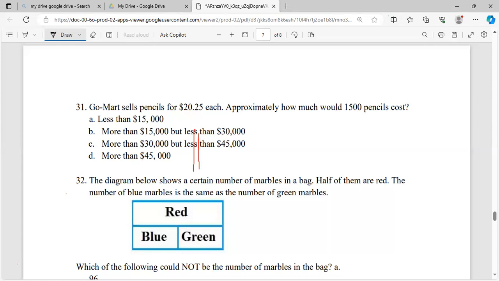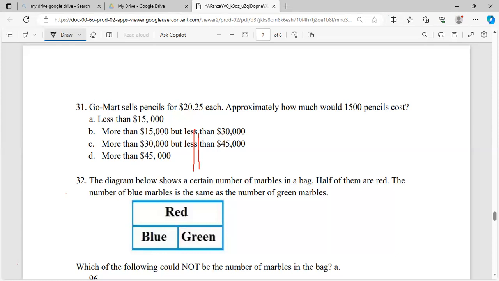Okay. All right. So Gomar sells pencils for $20.25 each. Approximately, how much would 1,500 pencils cost? You guys know how to estimate that?